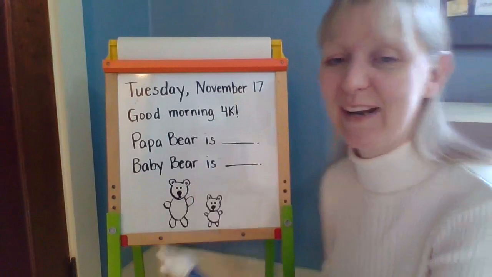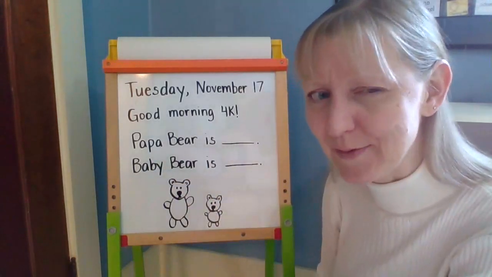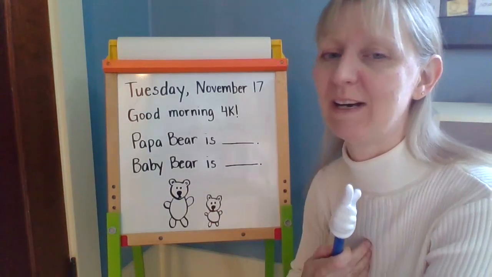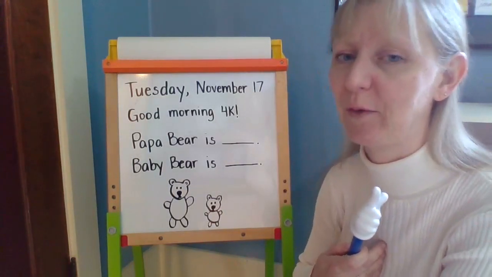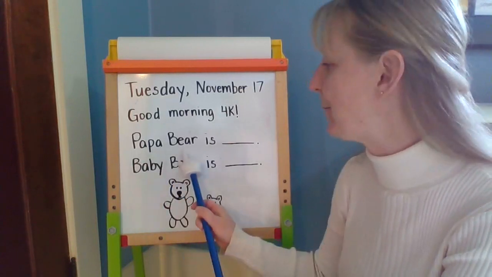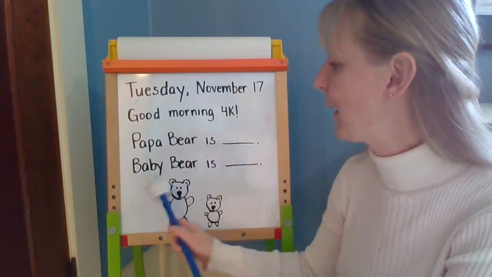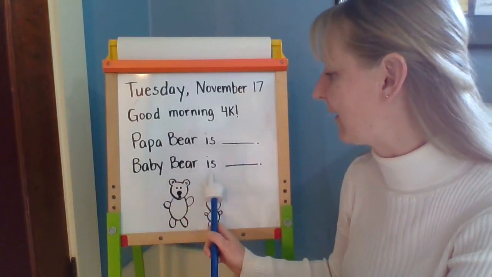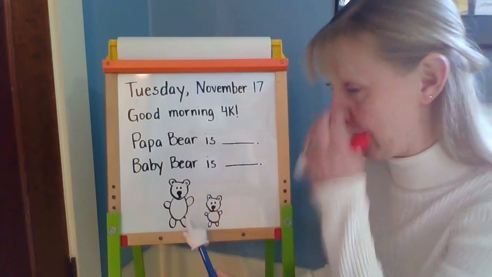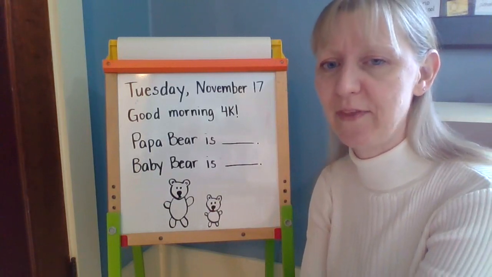The next part I need your help with. I wrote some words, but I missed one. Let's see what we could write there. I'll read you what I have, and you help me figure out what to put in the empty spot. It says, Papa Bear is something. Baby Bear is something. Let's look at Papa Bear and Baby Bear. What looks different about the two of them?